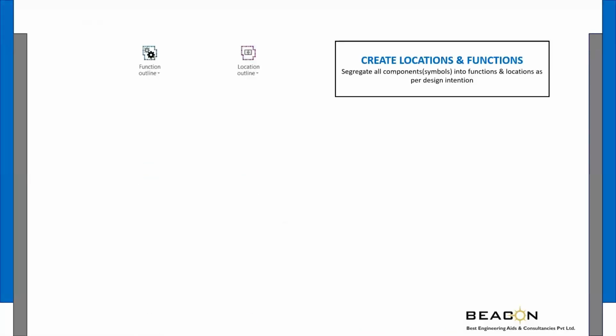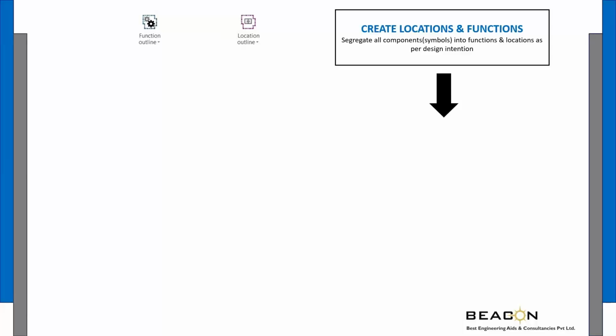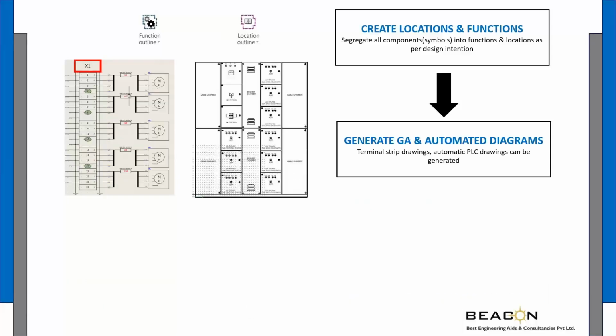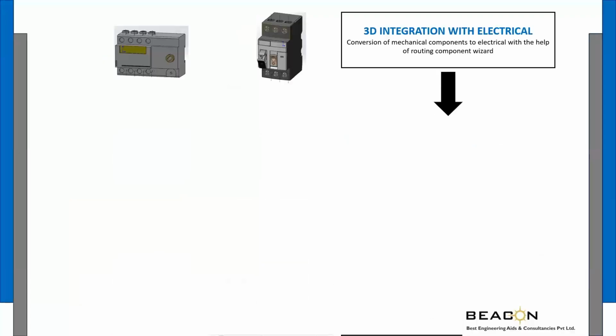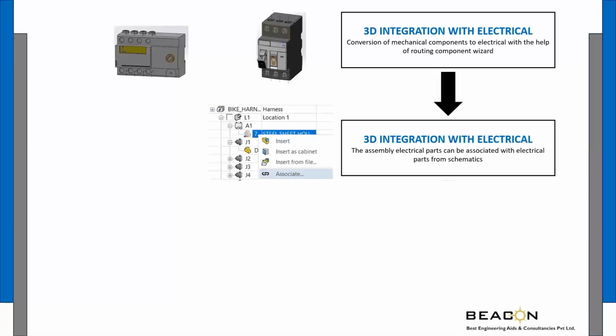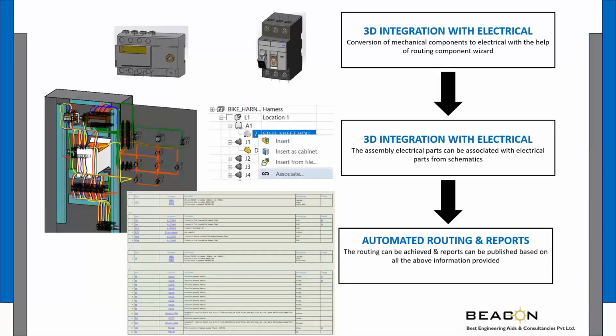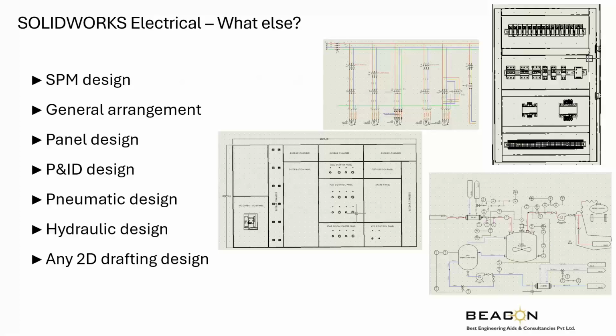You can make a note of it. You can create locations and functions. You can create general arrangement automated diagrams, and you can also create SolidWorks assemblies, while you can do the 3D integration with electrical for the parts and for the electrical routing, automatic routings.